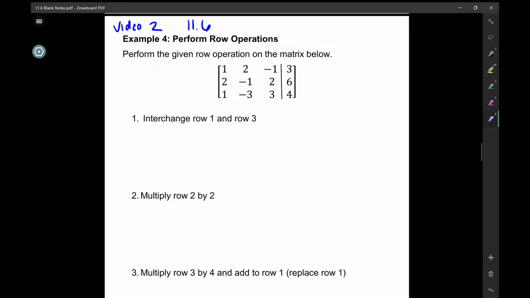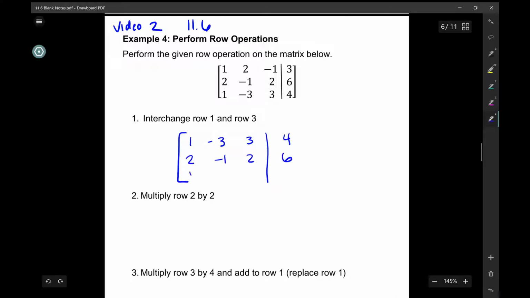So let's interchange row 1 and row 3. Row 2 stays the same, row 3 becomes row 1 and vice versa. So 1, -3, 3, 4, 2, -1, 2, 6, 1, 2, -1, 3. All right, we're going to go back to the original matrix for each of these row operations.